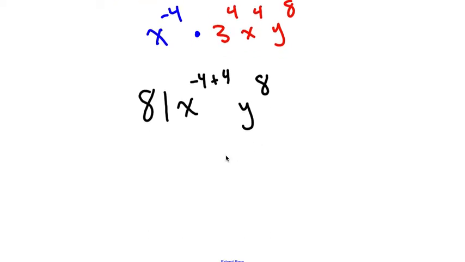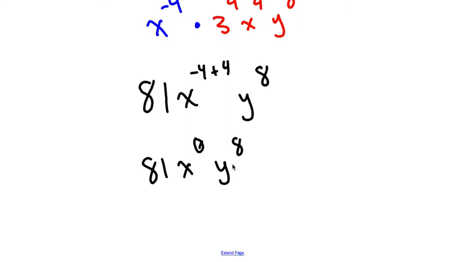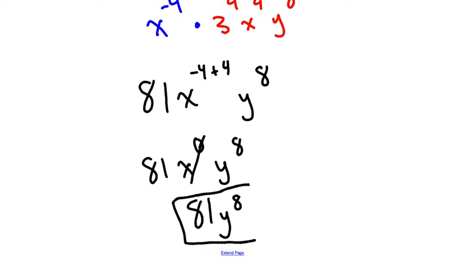So you can show that step. It's not necessary for you to have this x to the 0, because hopefully by now we all know that anything to the 0 power is 1. So x to the 0 is 1, and 1 times 81 is 81, so we don't really need that. So 81 y to the 8th, there is your final answer for this example. There we go.